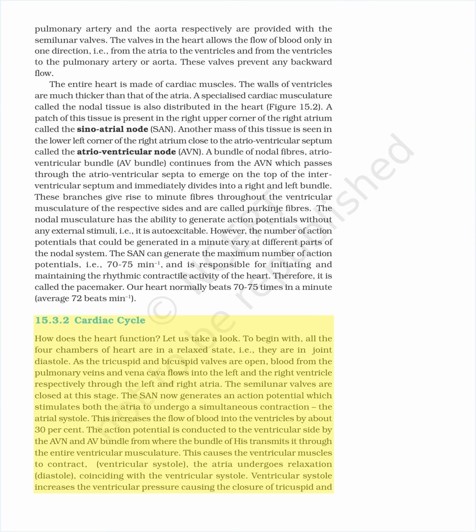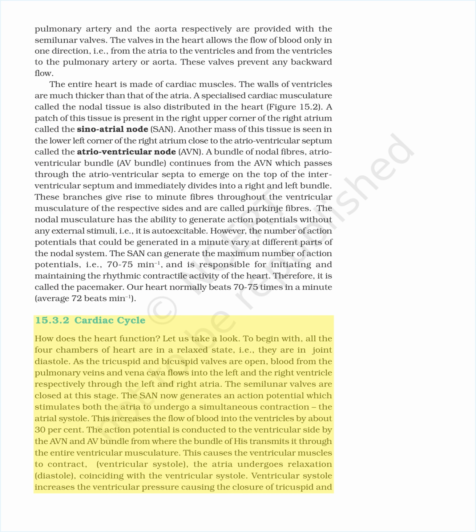15.3.2 Cardiac cycle. How does the heart function? Let us take a look. To begin with, all the four chambers of the heart are in a relaxed state, i.e., they are in joint diastole. As the tricuspid and bicuspid valves are open, blood from the pulmonary veins and vena cava flows into the left and the right ventricle respectively through the left and right atria. The semilunar valves are closed at this stage.